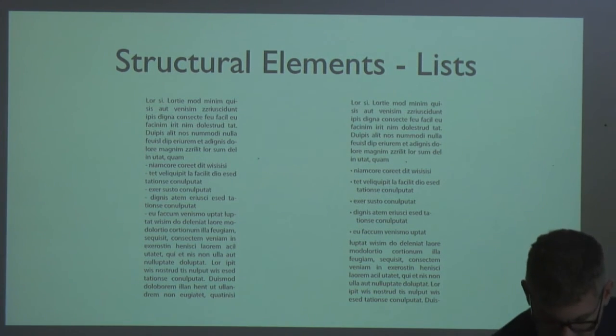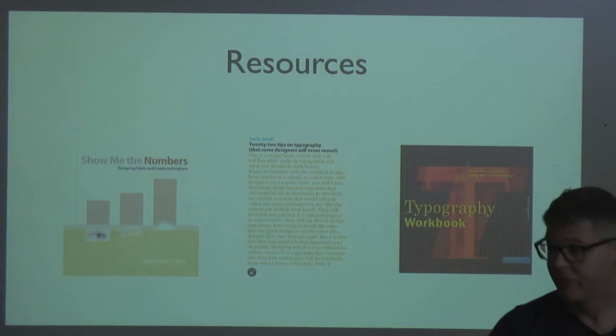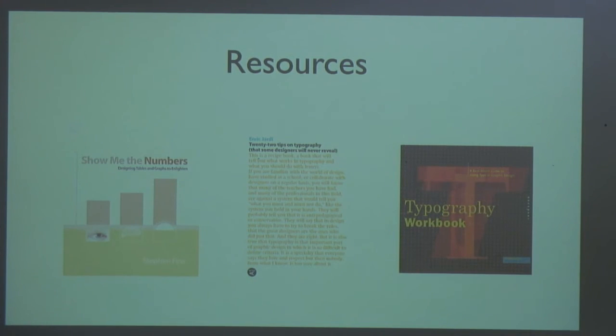Right, so there's a little bit of literature you can have a look at. If you do graphs, there's a book called Show Me the Numbers, and it's a pretty good introduction to using graphs properly. I like this book, 22 Tips on Typography. It's a wonderful book. If you read it front to back, it tells you what to do, and if you read it back to front, it tells you what not to do. It's really lovely, really well done. Another typography book was also pretty good.